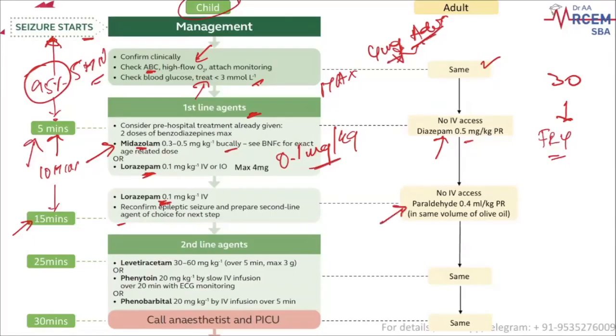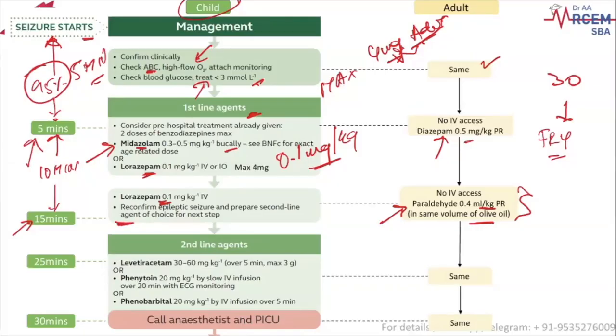In adult, there is one more choice, paraldehyde 0.4 ml per kg given rectally, which has to be mixed with olive oil. Most of the time, it is not available in the emergency department. You need to have olive oil, you need to have paraldehyde, then mix it and give it. It takes more time. It may not be available. So most of the time, we end up giving another dose of benzodiazepine itself.